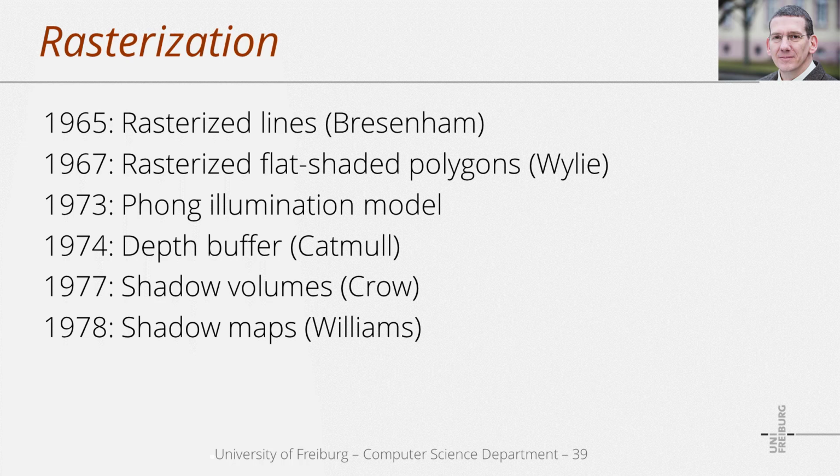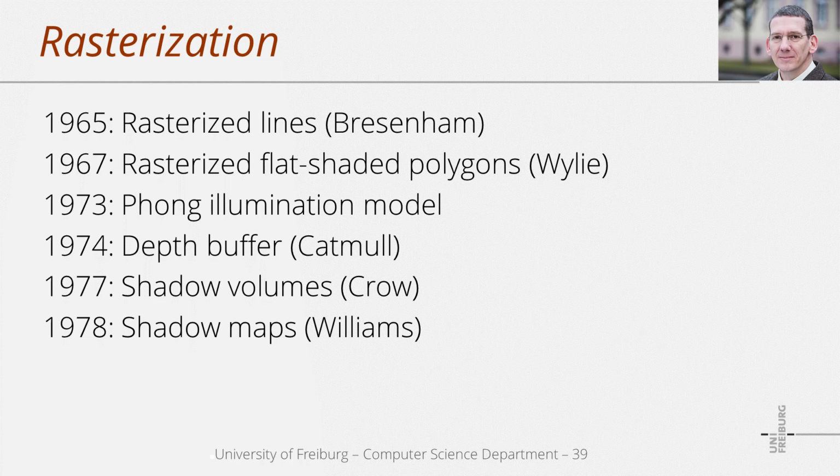This model describes the interaction of light with surfaces in case of diffuse and specular reflection, and it is important to estimate the light transport from visible scene elements towards the sensor. Another important development was the depth buffer concept that is used to resolve visibility in a scene in a very elegant, efficient, and parallelizable way.